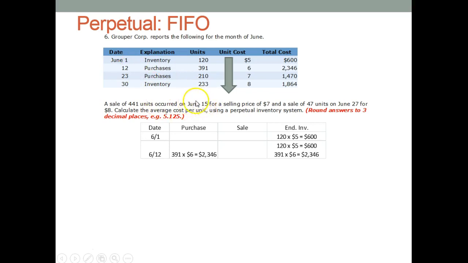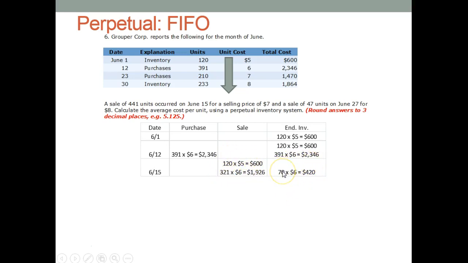The next date is June 15th. It was a sale. Remember, we ignore the selling price, but we want to know that we sold 441 units. Now, the key is I'm going to draw an arrow right here in my last bucket. So I'm going to sell, my goal is to get 441 units here. Starting from my top down, little arrow here, I'm going to sell all 120 units at 5, and then I only need 321 units at 6 to equal 441 units. And that's my sale piece.